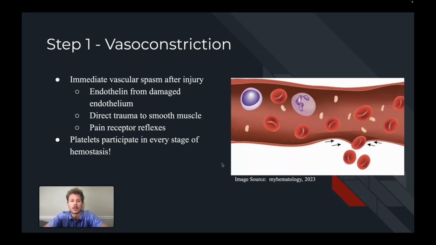So how does an appropriate clot form? The first step in hemostasis is vasoconstriction. When a blood vessel experiences trauma, endothelial cells release endothelin. Endothelin causes blood vessels to constrict, thereby reducing blood flow. Similarly, direct trauma to smooth muscle and pain receptor reflexes also cause vasoconstriction. This reaction narrows the vessel, buying time for the platelet plug and coagulation steps to follow. This image shows vasoconstriction occurring right here and thus reducing the amount of blood loss.